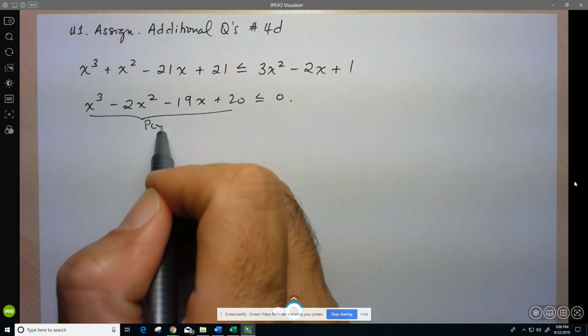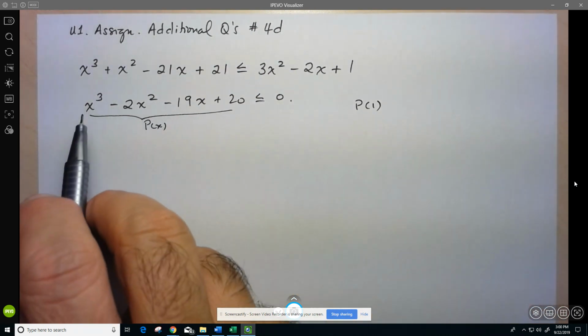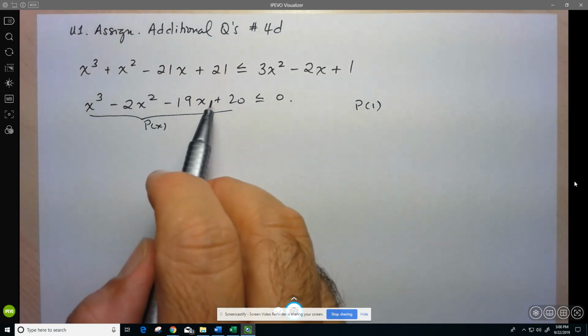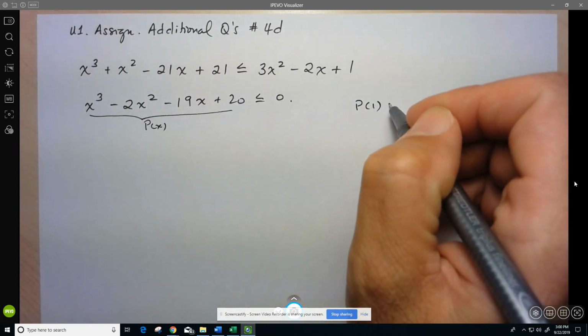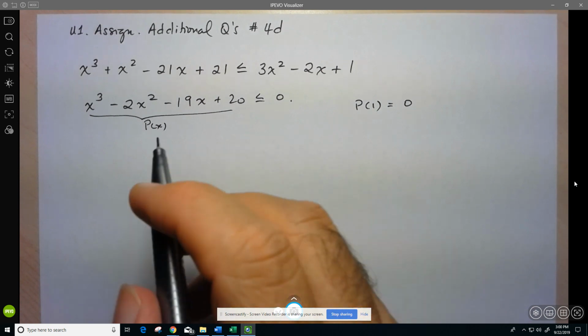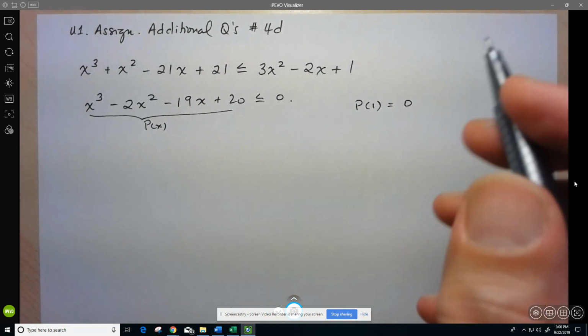I'll call this P of x. We check P of 1 and let's check that out. 1 minus 2 is negative 1, minus 19 is negative 20, plus 20, it's equal to 0. So we got lucky right on our first try. Let's divide out x minus 1, and then we'll just be left with a quadratic, which we can, of course, work with.